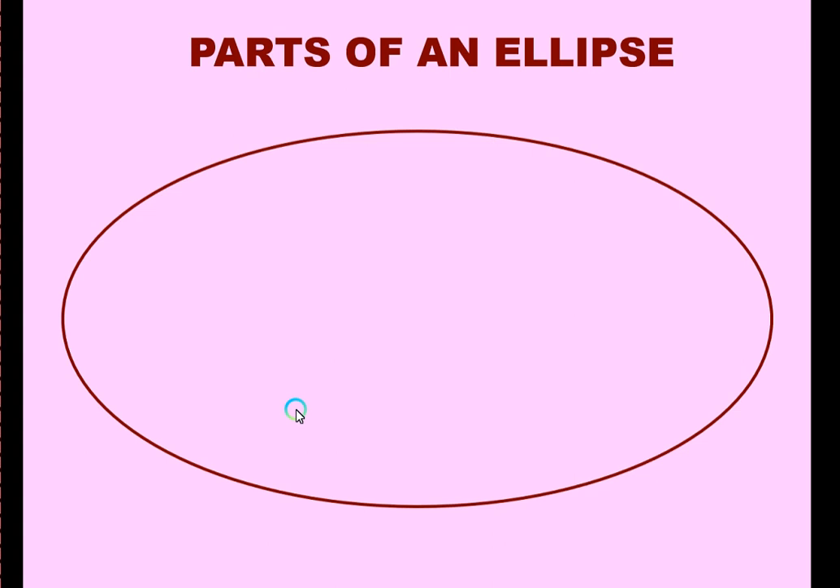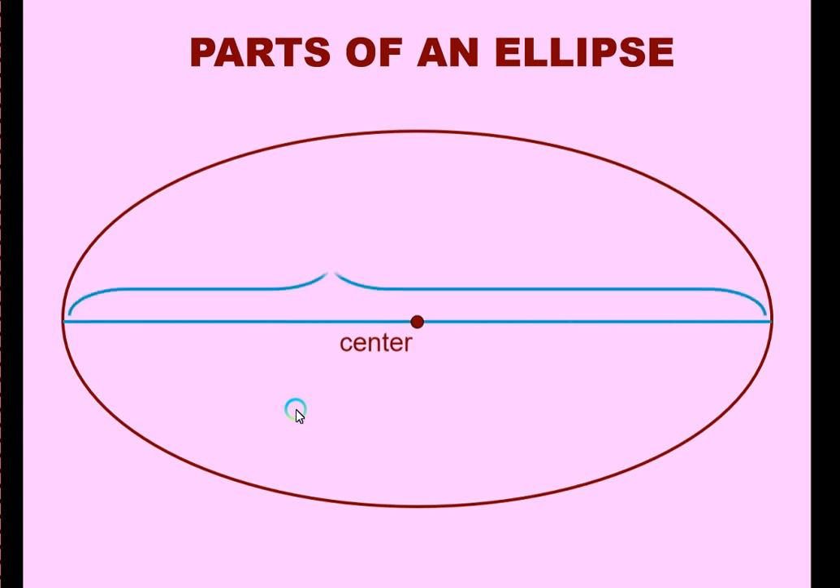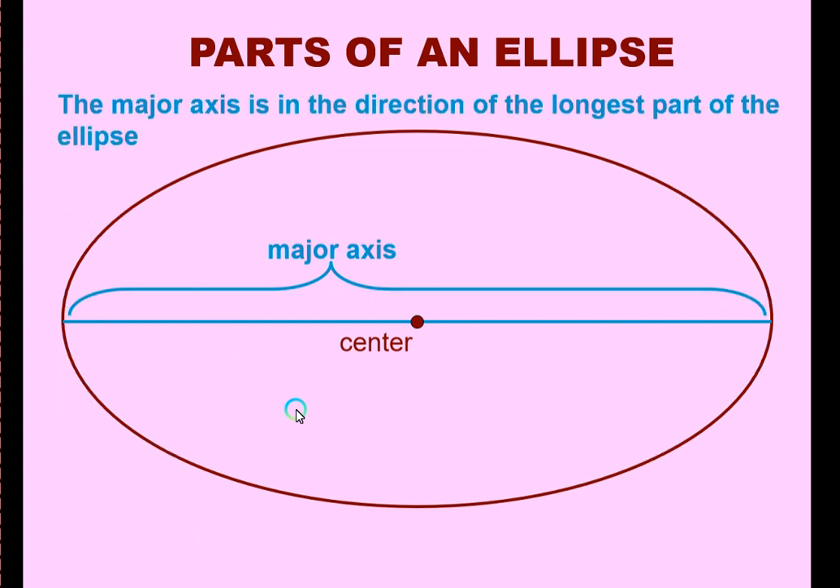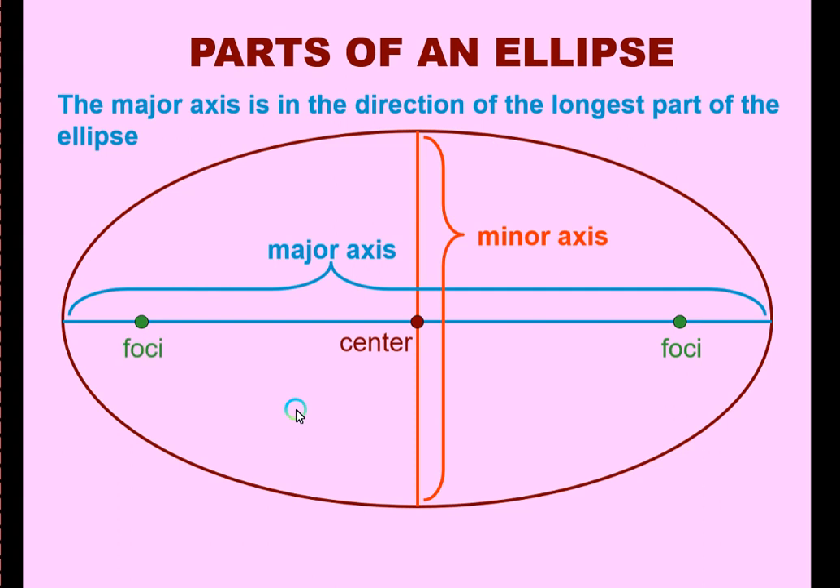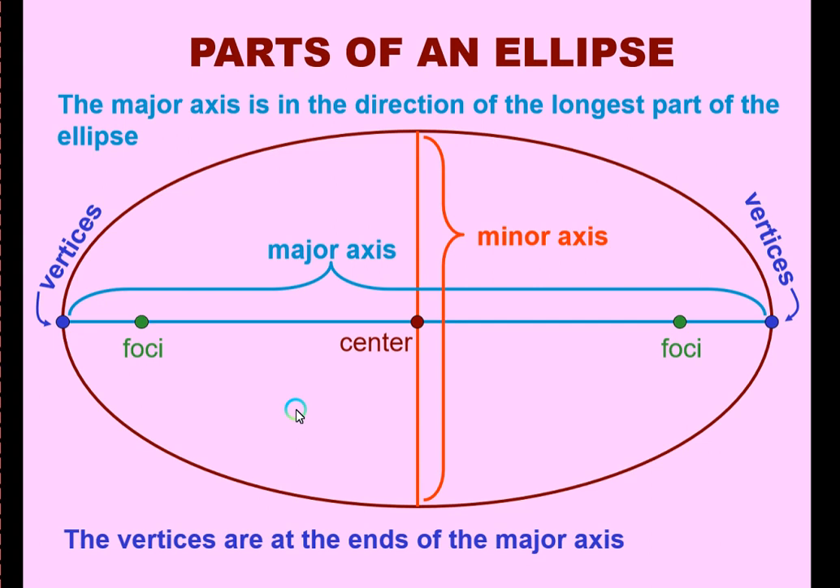As an overview of what the different parts of the ellipse are called, we have the following. This one, we call our center. We have your major axis, which is the direction of the longest part of an ellipse. We have your minor axis. We have your foci, or two of our focus. Then we have your vertices at the endpoints of our major axis. Also, we have your co-vertices here at the endpoints of our minor axis.